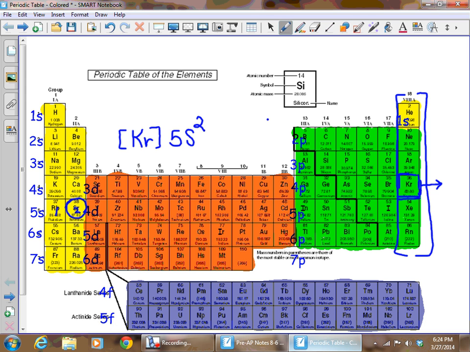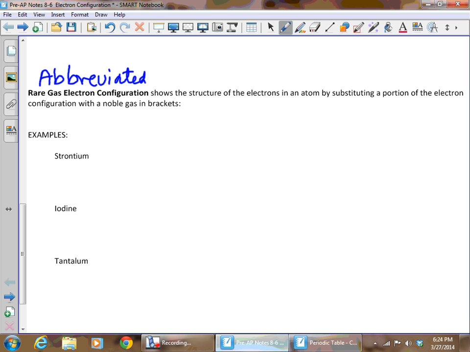So let's go back and do that on our notes. We have krypton in brackets. And we simply have the 5s2 after it, and that takes care of the rare gas electron configuration for strontium.